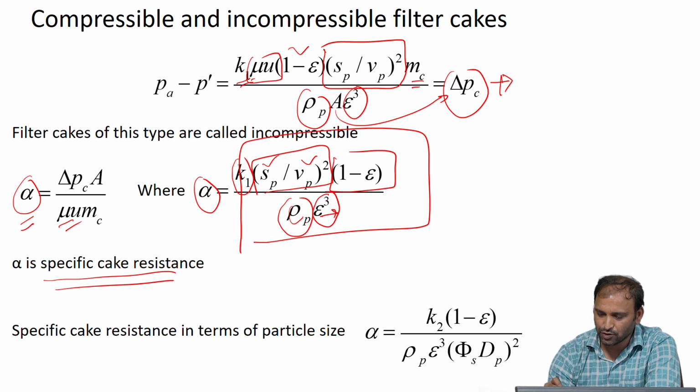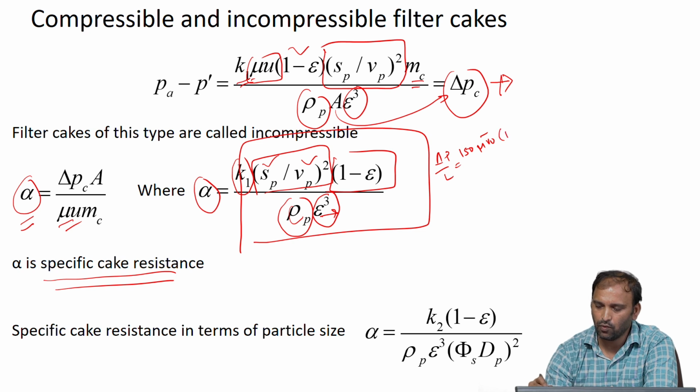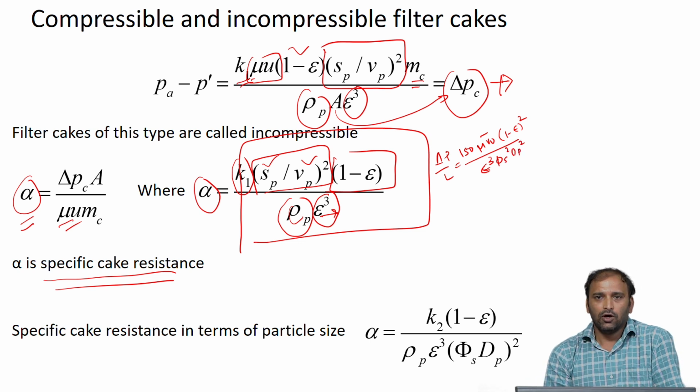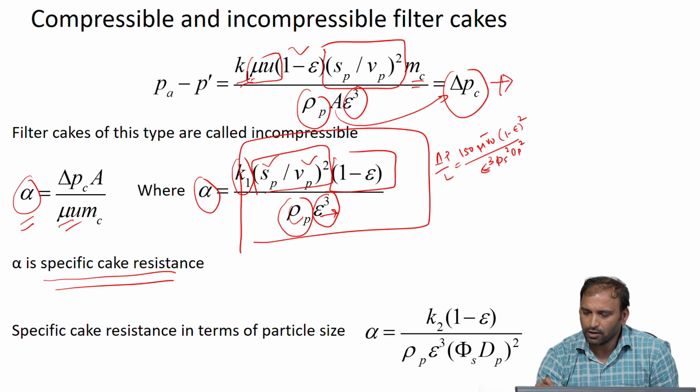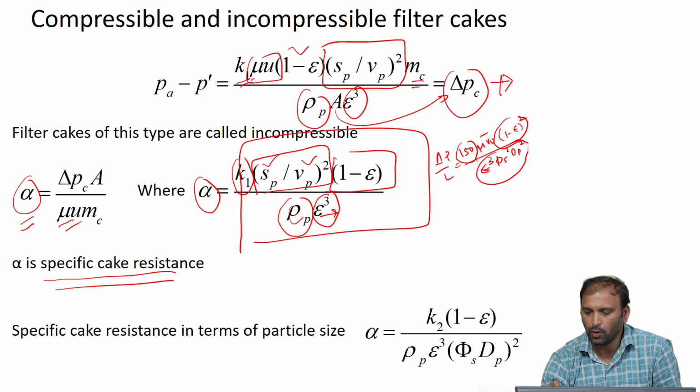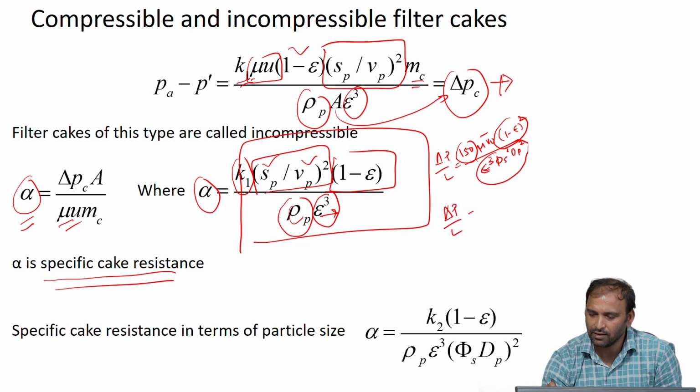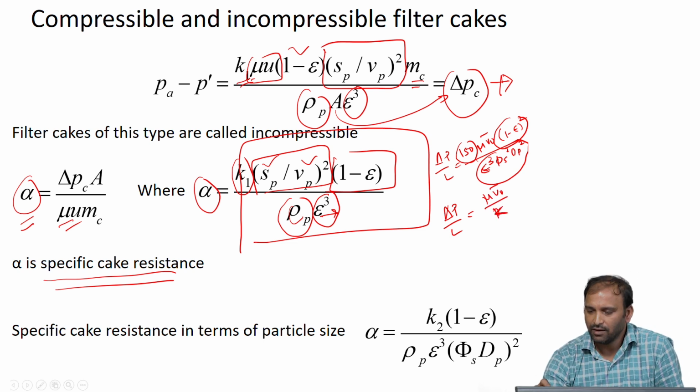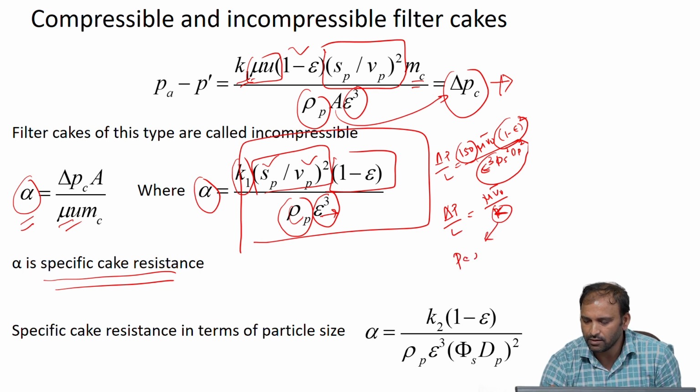The other way to think about this specific cake resistance is to look at the flow through packed beds. We had developed this expression: delta P by L goes as 150 mu V naught bar into 1 minus epsilon whole square divided by epsilon cubed into phi a squared dp squared, right. Now I can plug a lot of these constants into one constant. I can write this as delta P by L is equal to mu V naught bar divided by something called K, okay. K is what is called permeability.